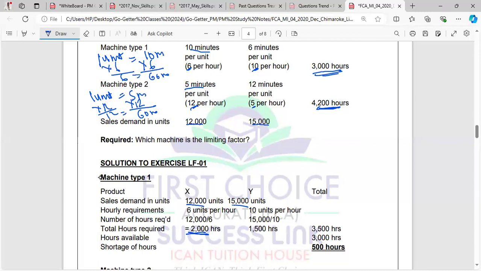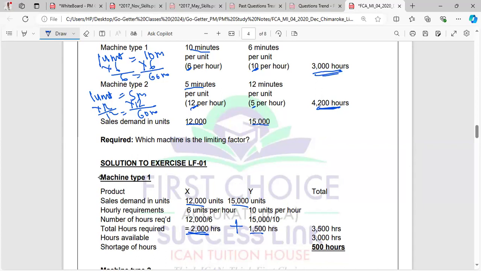Then for Y, we need 15,000 units. And we are told in machine type 1, you need 10 units for 1 hour. So how many hours will you need? You will need 15,000 divided by 10, which is 1,500 hours. So for machine type 1, you need 2,000 hours for X, and machine type 1 again for Y, you need 1,500 hours.